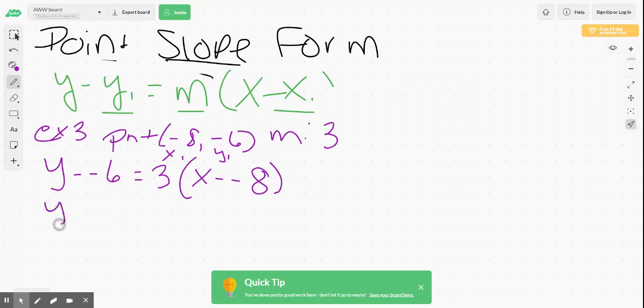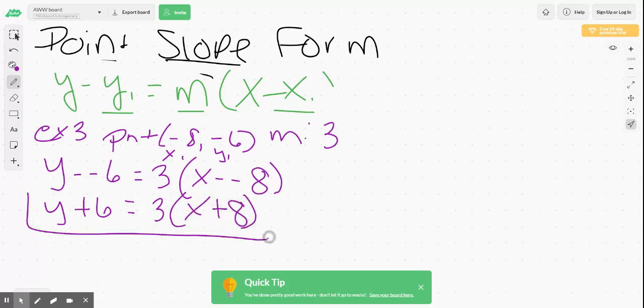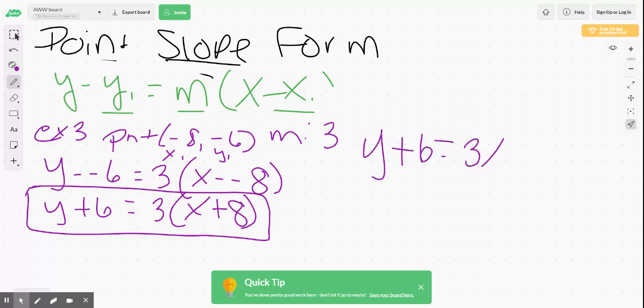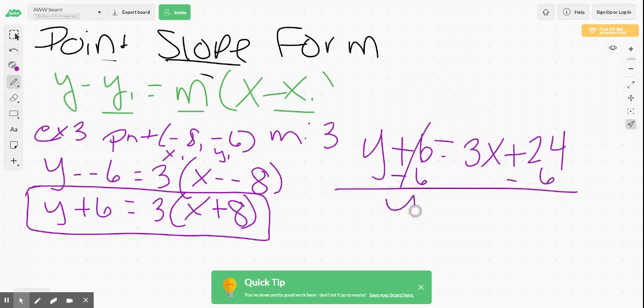So I'm going to change those two negatives to a positive, and I have another two negatives, so I'm going to change those to a positive. Okay, so there is one answer. There is my answer in point slope form. Now, what if I want to change it to slope-intercept form? Let's go ahead and distribute. So I have y plus 6 equals 3x plus 24. And then I want to cancel out that plus 6 so that I can get y by itself. So I have y equals 3x plus 18.